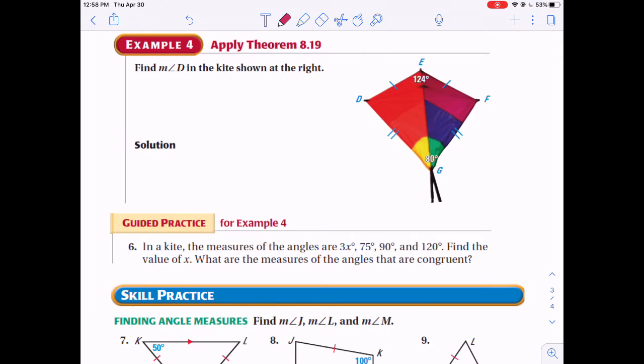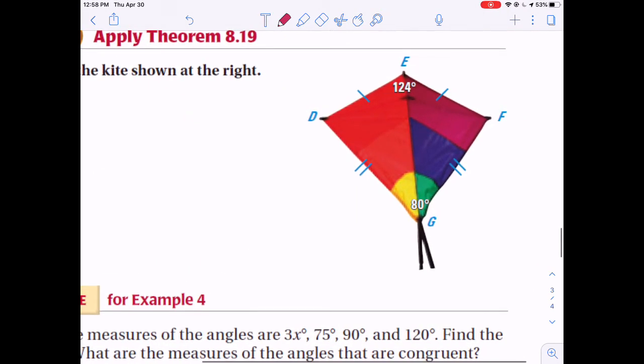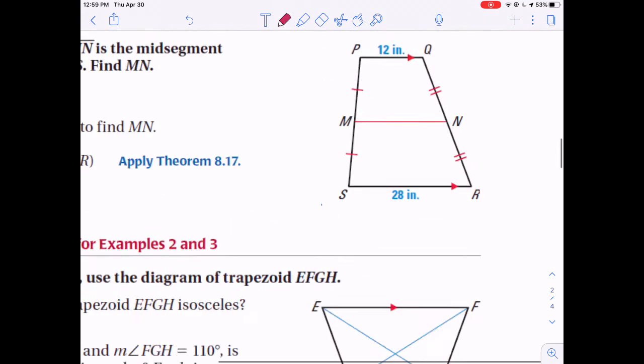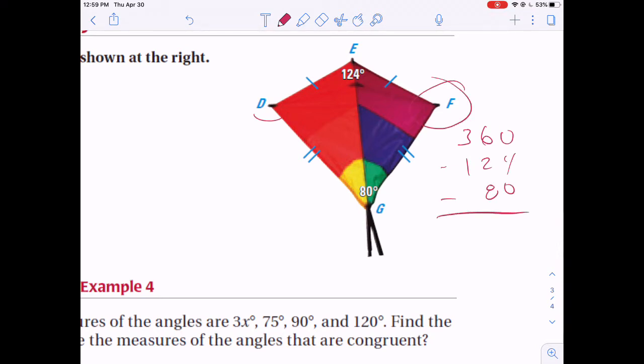Here's a kite, for instance, an actual kite. You want to find angle D. So it's 4 sides, right? So you know the total is 360 degrees, and they have the 80 and the 124 here. So we can use those two, right? We know that if we subtract the 124 and then subtract the 80, whatever's left can be used up for the F and the D.